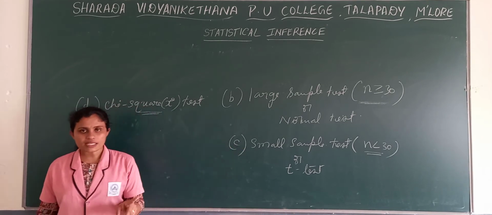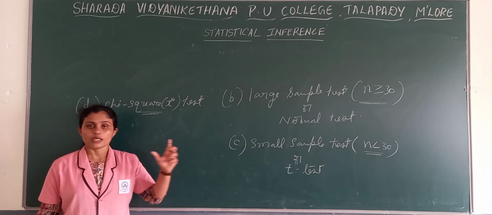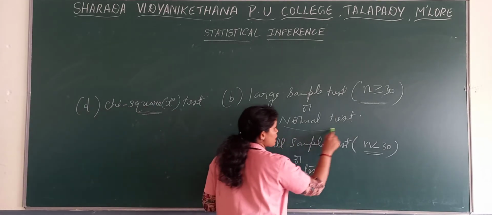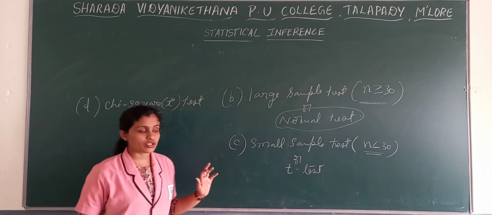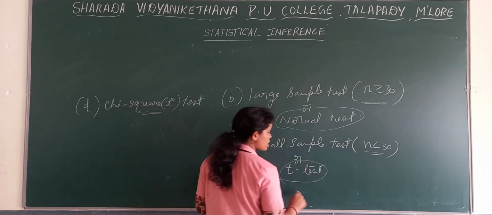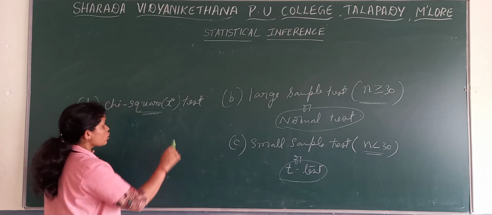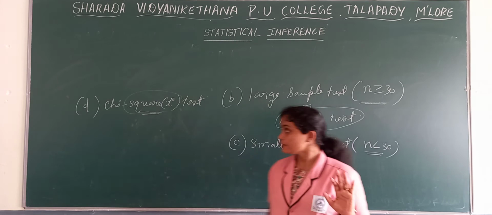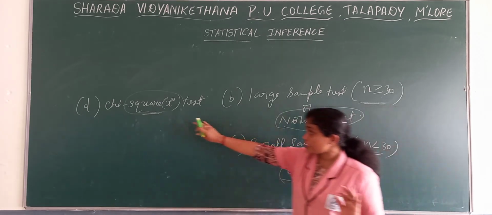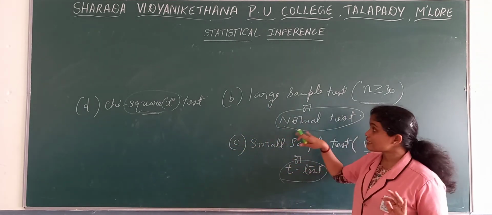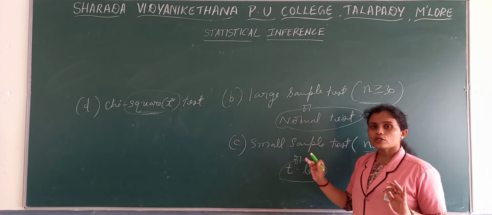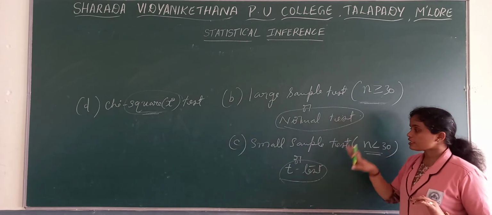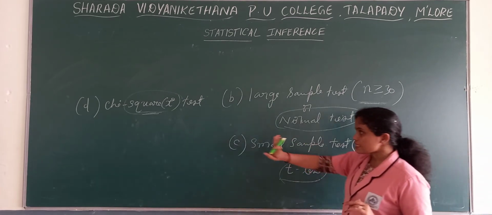Between the 5th and 6th chapter there is a continuity. In the 5th chapter we saw normal distribution, T distribution and chi-square distribution. Here we are not studying distributions, we are testing by setting a hypothesis. We are testing with the large sample test where n is greater than 30, the small sample test and the chi-square test.